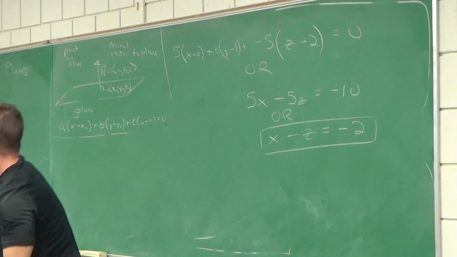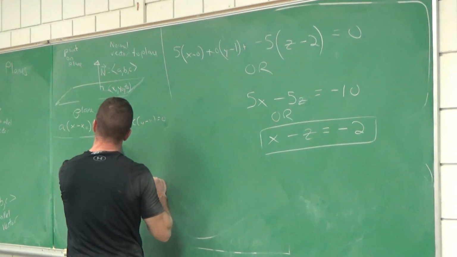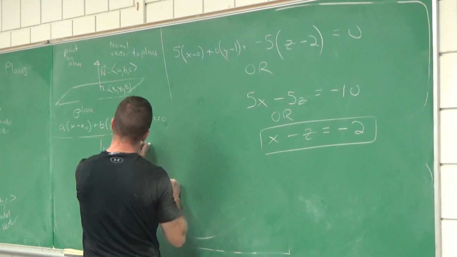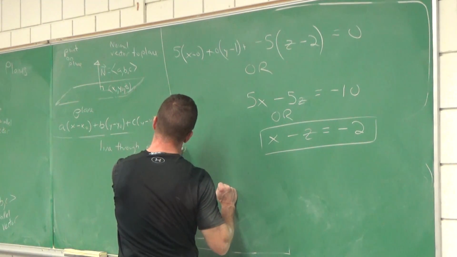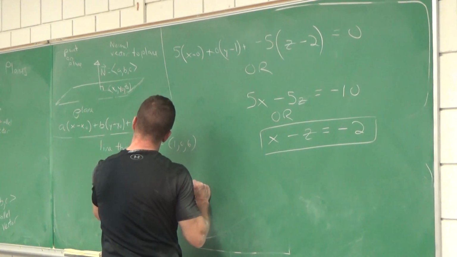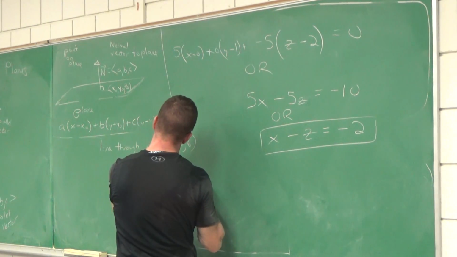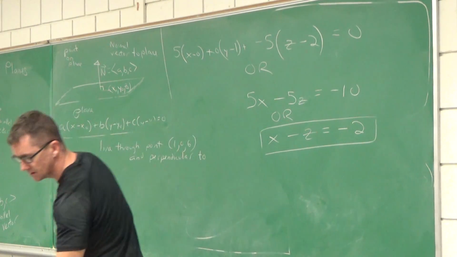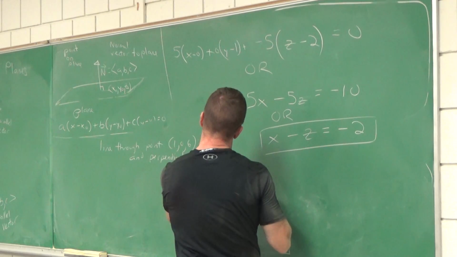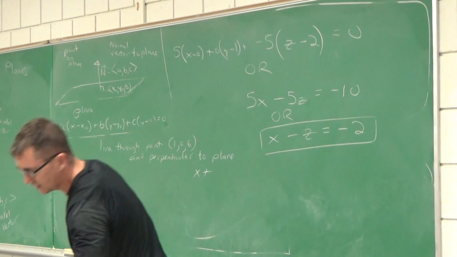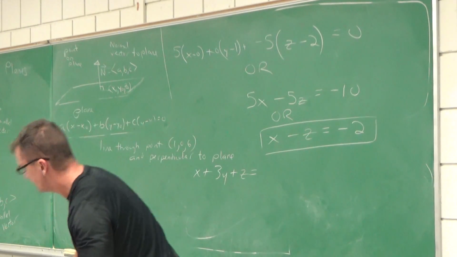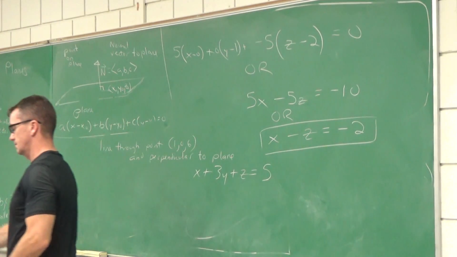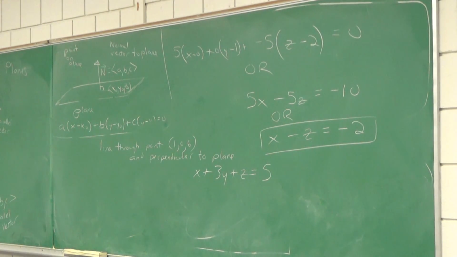Can you find a line to the point 1, 0, 6 and perpendicular to the plane x plus 3y plus z equals 5? Can you find a line to the point 1, 0, 6 and perpendicular to the plane x plus 3y plus z equals 5?